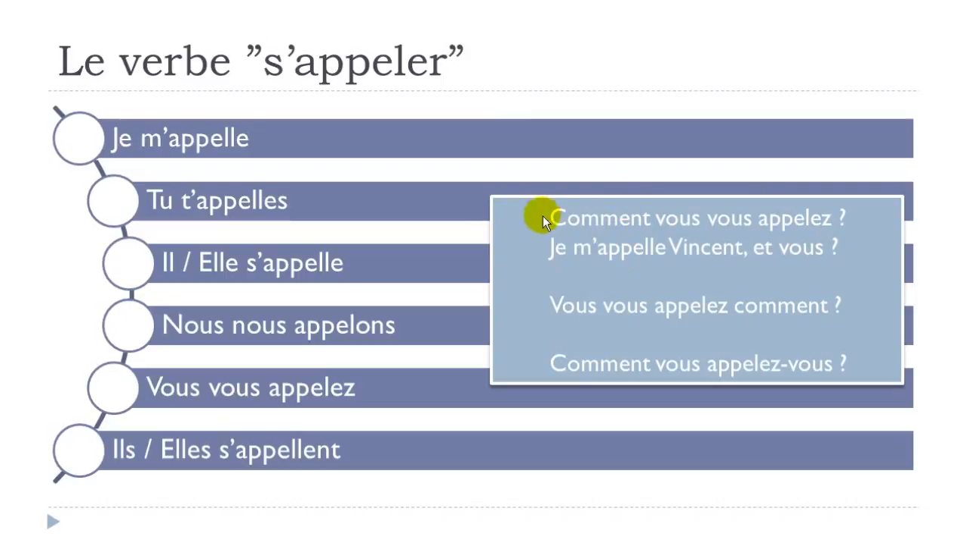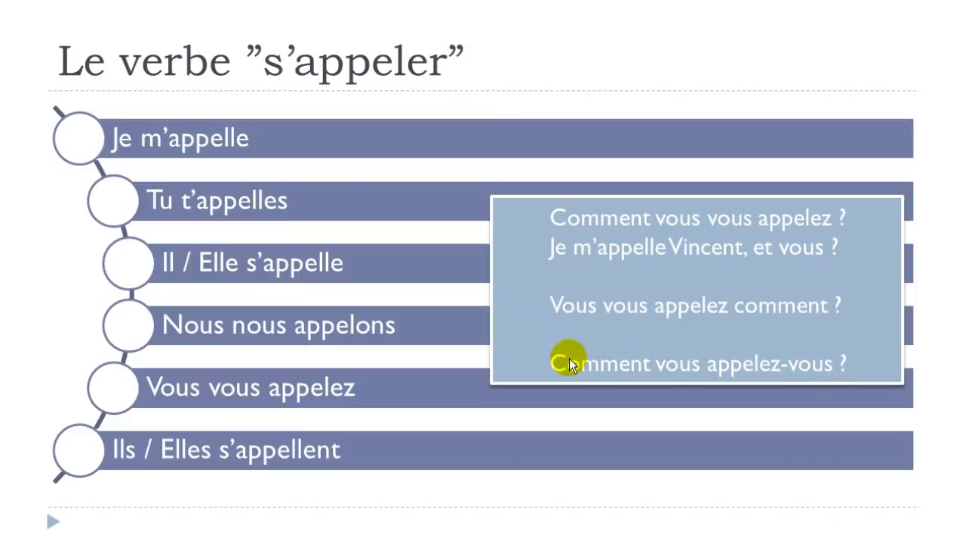The other possibility that you would have, so first you've been starting with comment and then vous vous appelez. That's a common way of asking the question. Another possibility would be to start with vous vous appelez. Technically you just take the verb and then you put this comment, how, at the end. It would be possible as well. Remember to raise your voice. Vous vous appelez comment? All right.